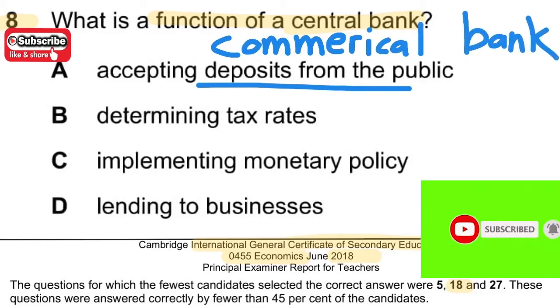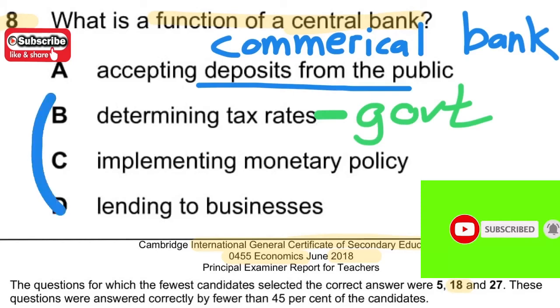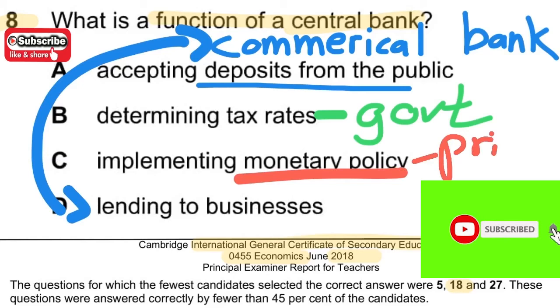So let's take a look. Option B, the tax rate would be determined by the government. Okay, so that's not our answer. How about option D? Now option D again is the same as option A. It is the function of the commercial bank. Okay, so I would say the answer goes to C. It's implementing the monetary policy by printing money.